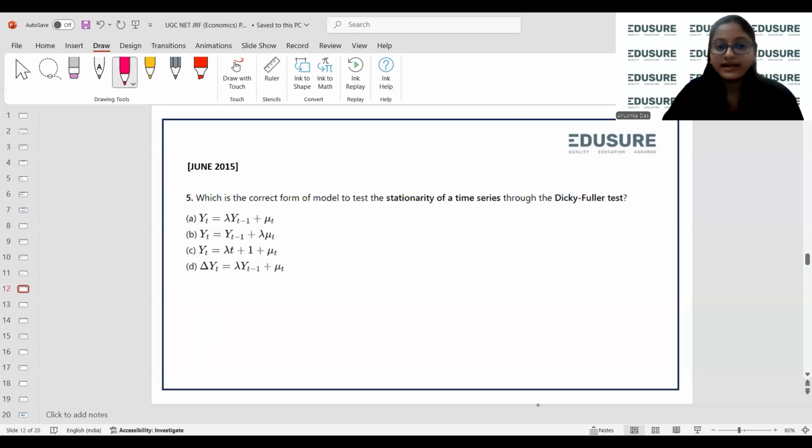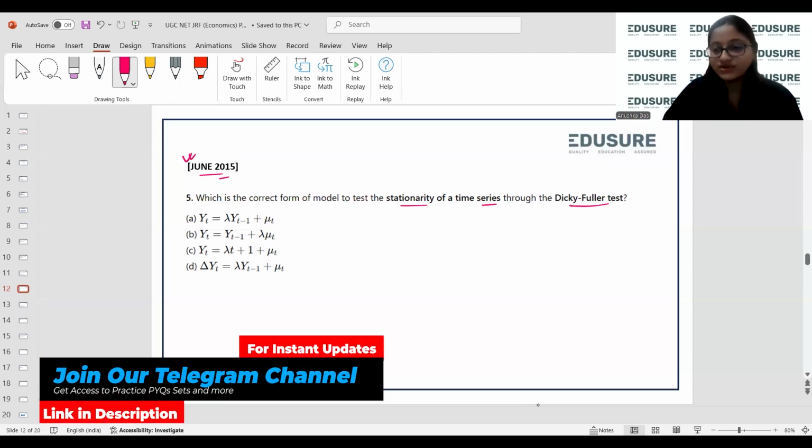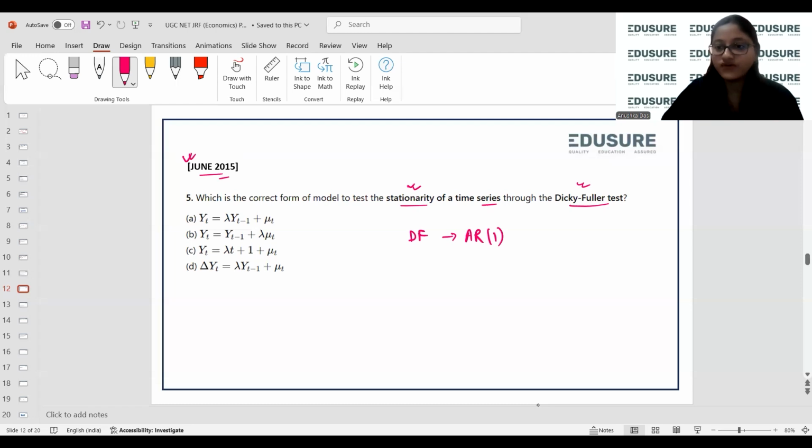Okay. Let's move to the second question, a June 2015 time series question: which is correct for a model to test the stationarity of a time series using Dickey-Fuller? Now, again, remember one thing as your thumb rule: in case of Dickey-Fuller, you use an autoregressive process of order 1. Always remember this. If you want to test stationarity using the Dickey-Fuller test, you will always use the autoregressive process of order 1.